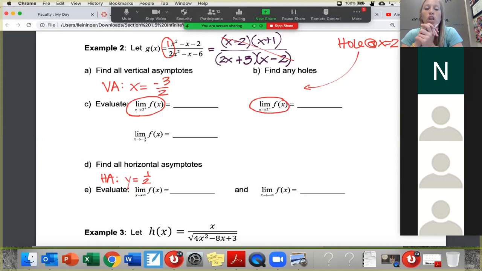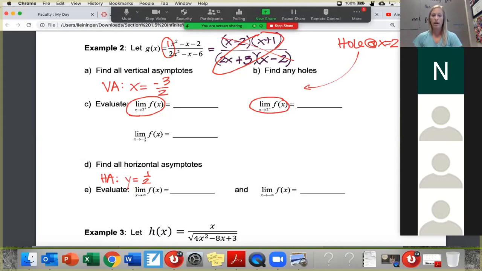No, because if it's a hole, what does that mean I can do now with this simplified version of the function? Is it plug in? Yes, it is. So I kind of categorize them based off of what it is. Like a hole, you're going to be fine plugging in a number after you cancel something out.